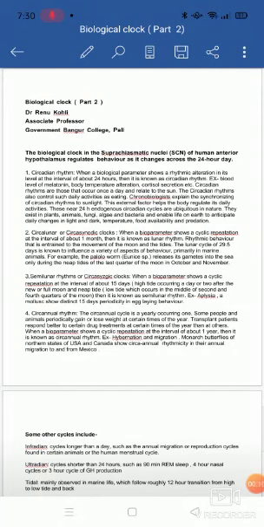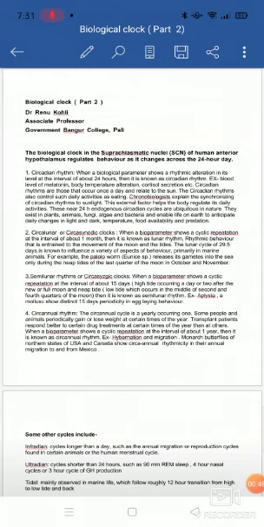We will study the types of biological clocks today. In my previous lecture, we studied circadian biological clocks. There are 4 types of biological clocks. They are circadian, circannual, circalunar, semilunar. As we discussed earlier, the biological clock lies in the suprachiasmatic nucleus or SCN of human anterior hypothalamus, and it regulates behavior as it changes across the 24 hours a day.